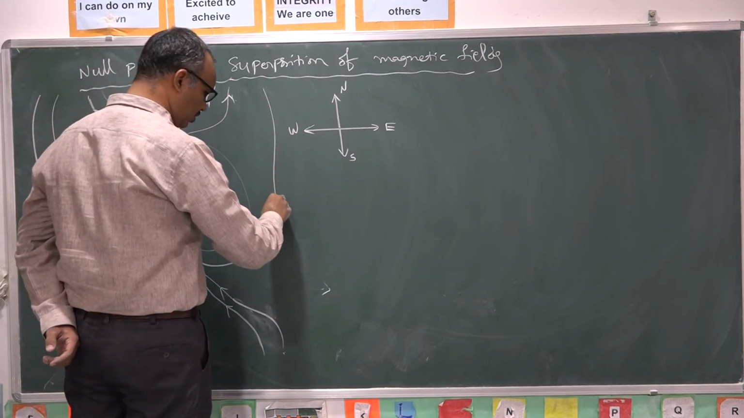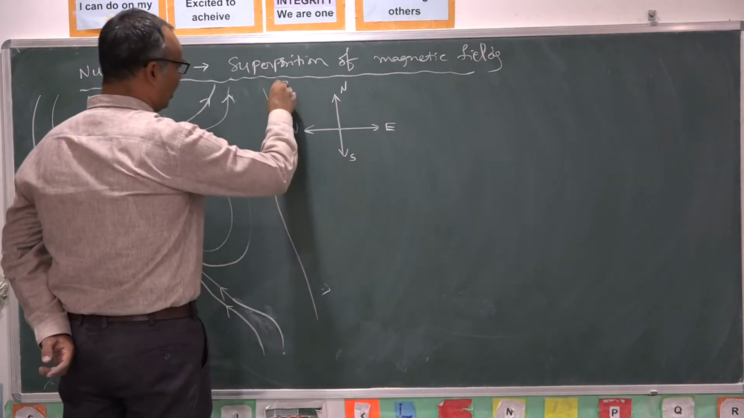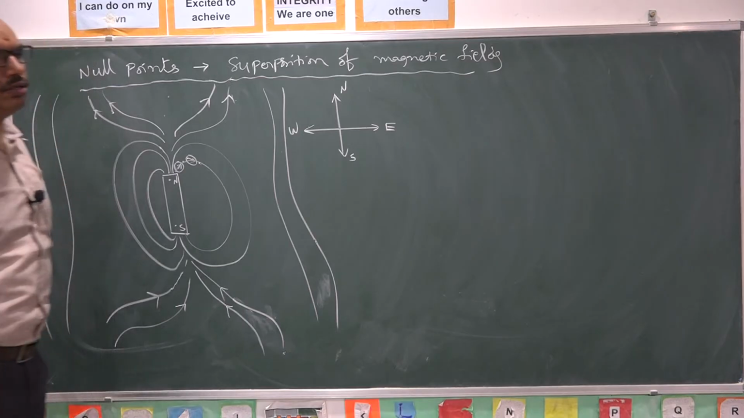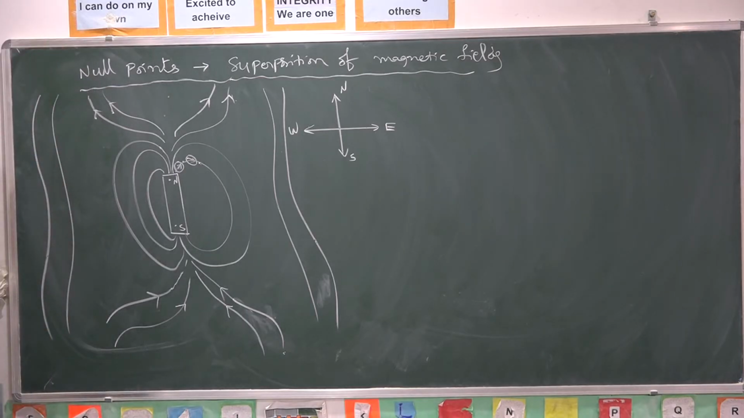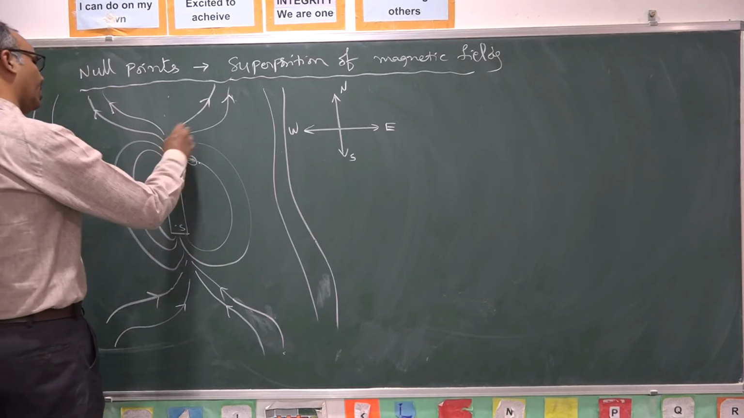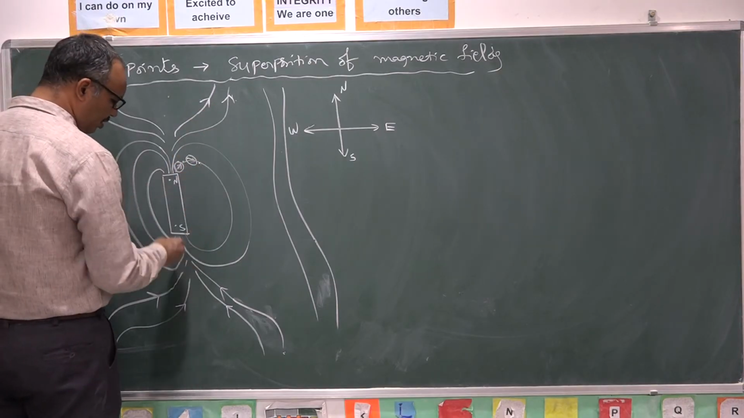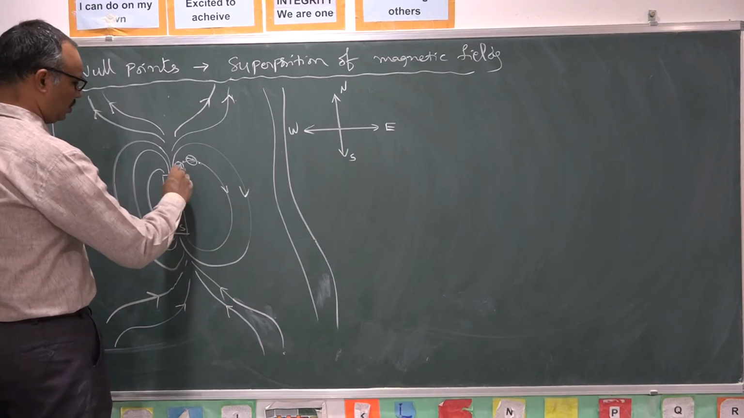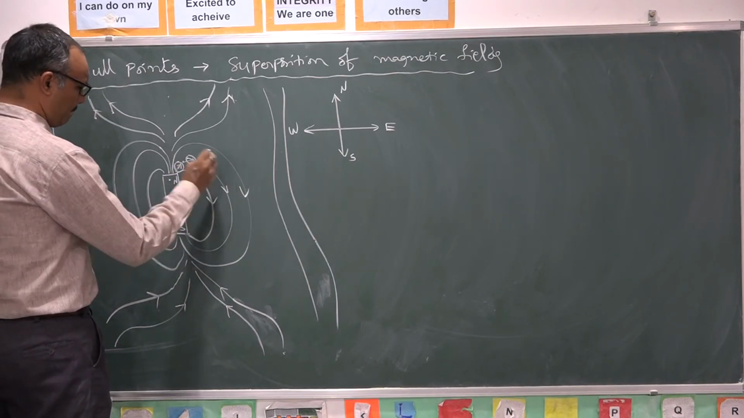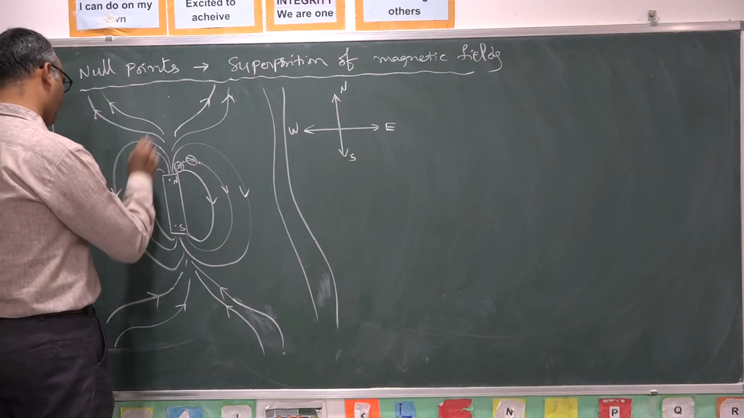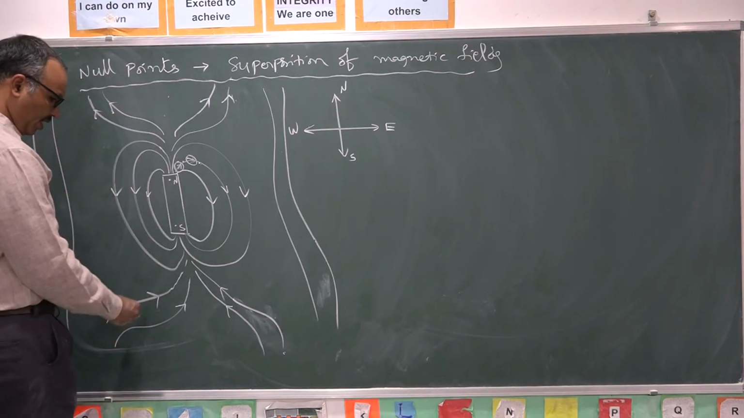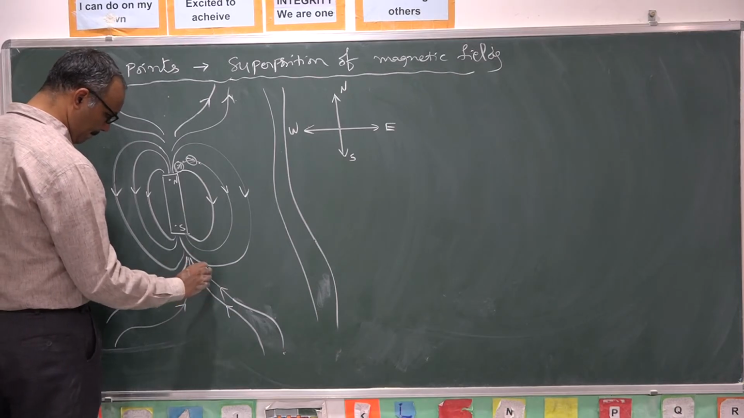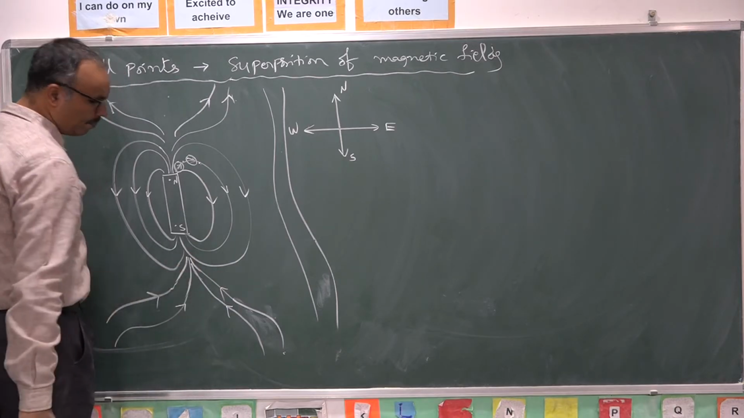Practically, in our lab also, we can draw these lines. Always you know that lines of force are diverging out of north pole and converging into south pole. So they are moving from north pole to south pole like this, and entering into south pole like this.